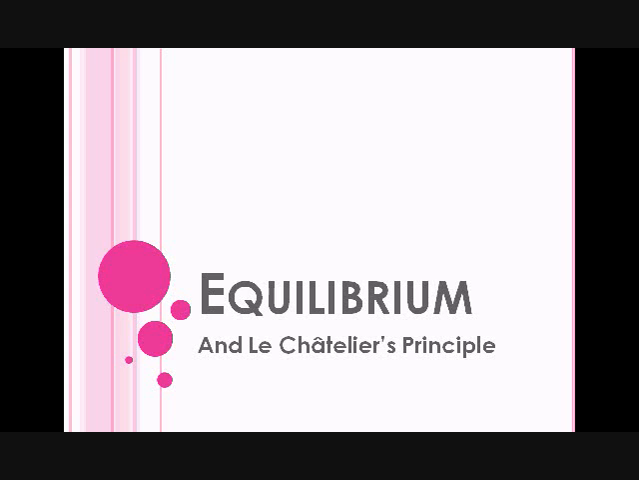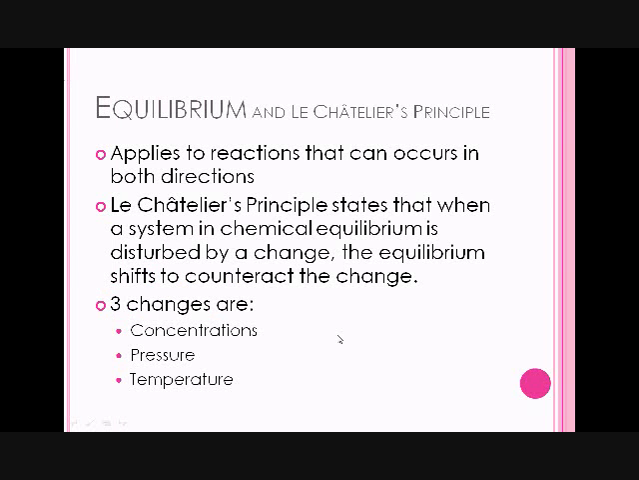Equilibrium and Le Chatelier's principle. Chemical equilibrium applies to reactions that can occur in both directions. Le Chatelier's principle states that when a system in chemical equilibrium is disturbed by a change, such as concentration, pressure, or temperature, the system shifts in equilibrium composition in a way that tends to counteract the change of variable.